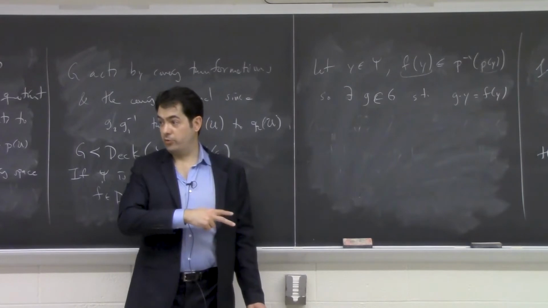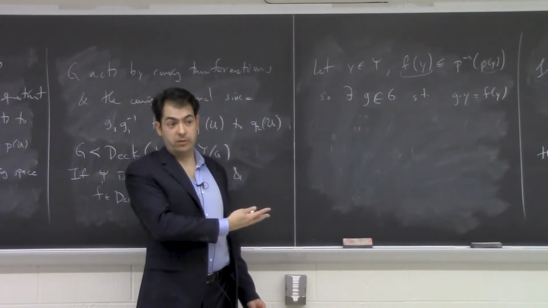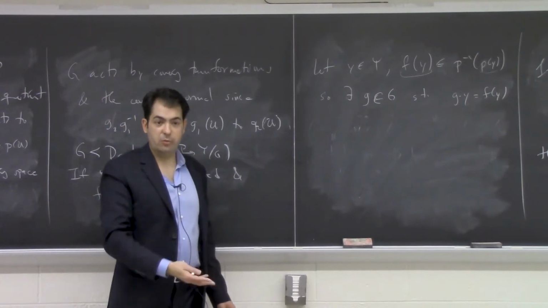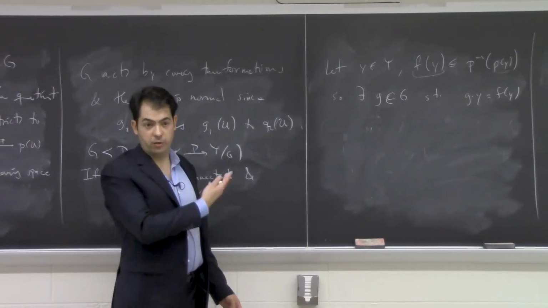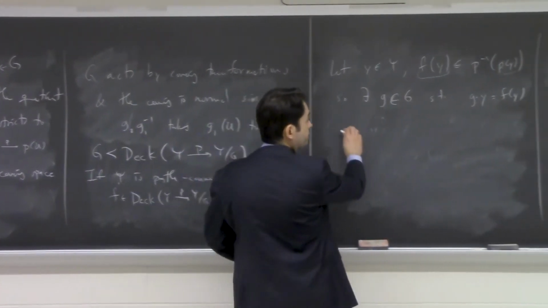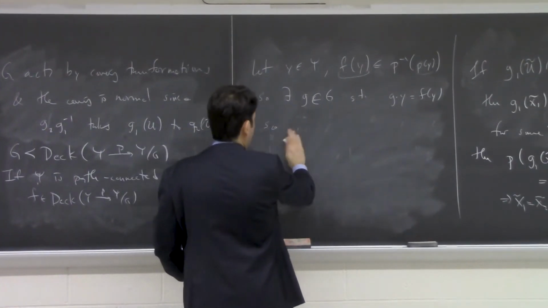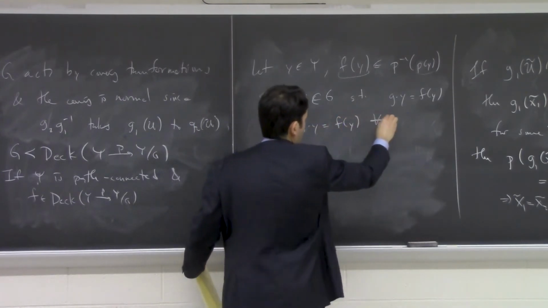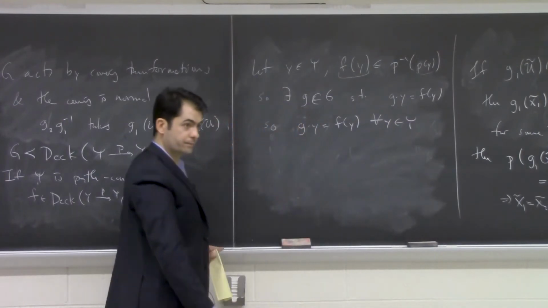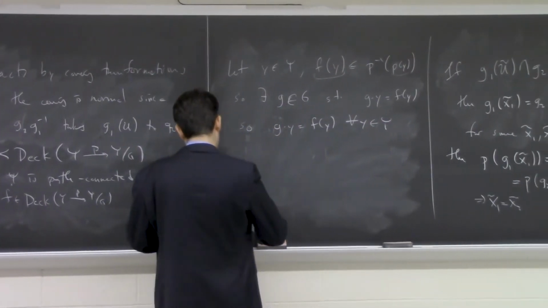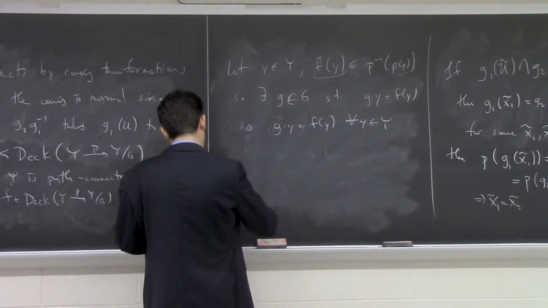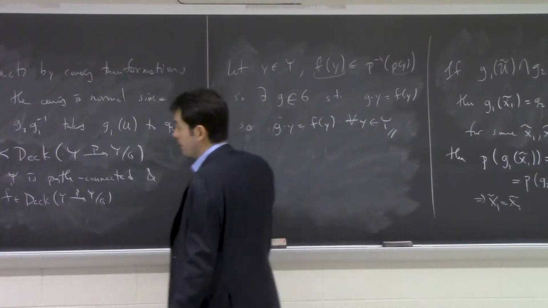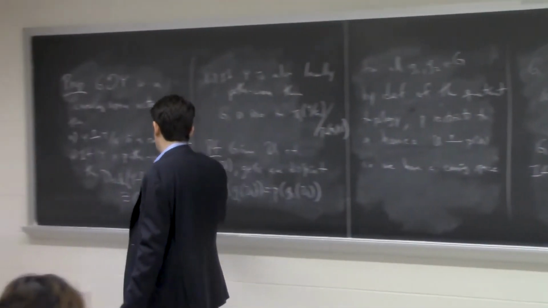So here we have two deck transformations, and their image coincides on a point. Because we have path connectedness, deck transformations are determined by what they do to a single point, and so they coincide everywhere. Right? G of y is equal to f of y for every y. Okay, so that gives us parts A and B.